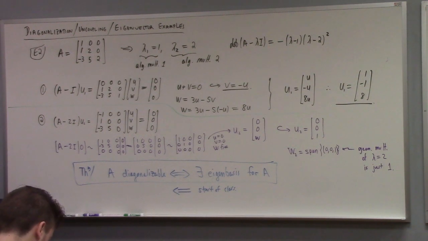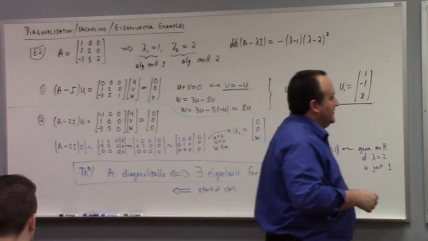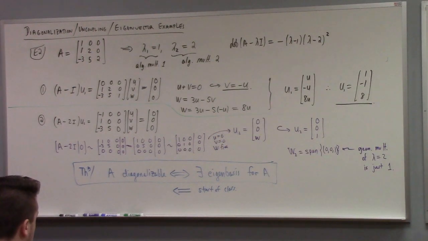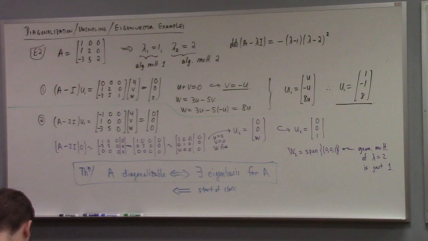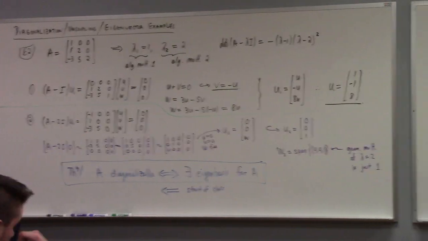Let me show you the other direction now. Actually, the calculation is very similar to what's right here. You might almost be able to see why A diagonalizable implies an eigenbasis. Let's see if we can get away with that. So if A is diagonalizable, that means that there exists a matrix, let's call it beta, because any matrix you can look at in terms of its columns.